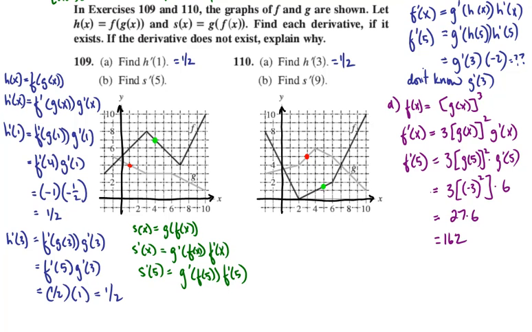We need f of 5 first, and I'll erase the points that are on the graphs already. F of 5 is the value of f when x is 5. And that would be 6. So we need the product of g prime of 6 times f prime of 5.